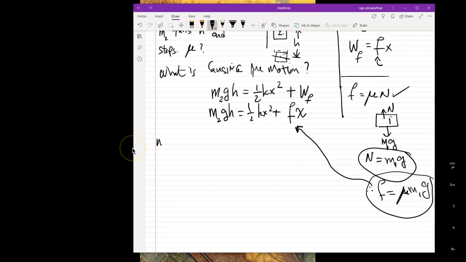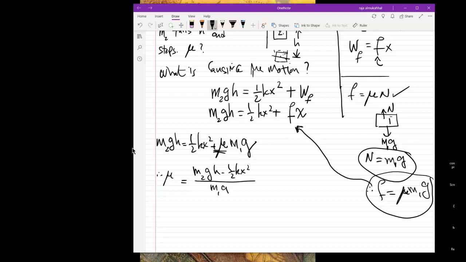So therefore, m2gh equals 1/2 kx squared plus mu m1g x. I'm done with the problem. Now I just solve for mu. So therefore, mu, can I do it in one shot? m2gh minus 1/2 kx squared over m1g x. And there we go. And then whatever number is given to us, we plug them in there, and then you calculate that.